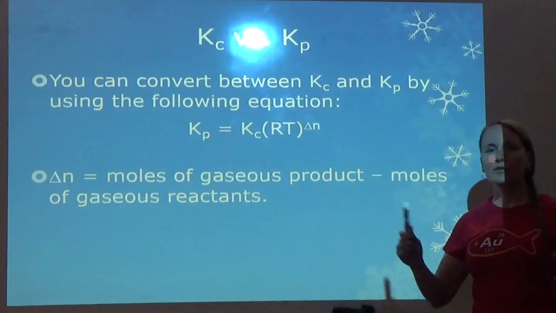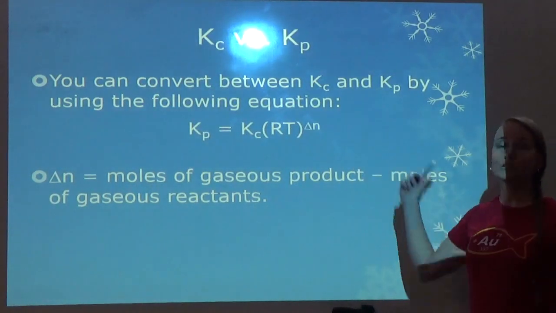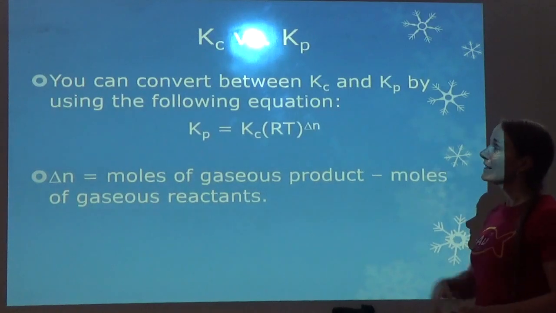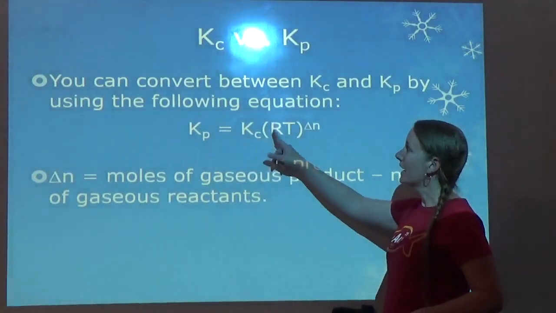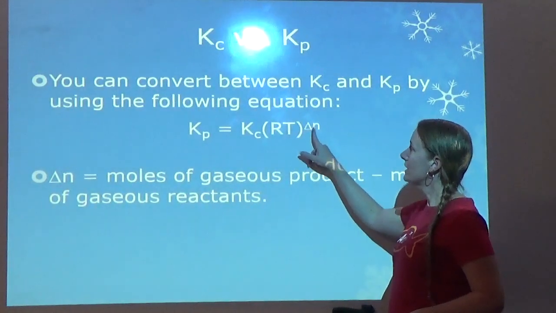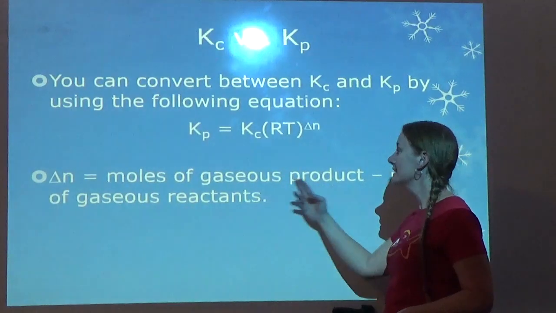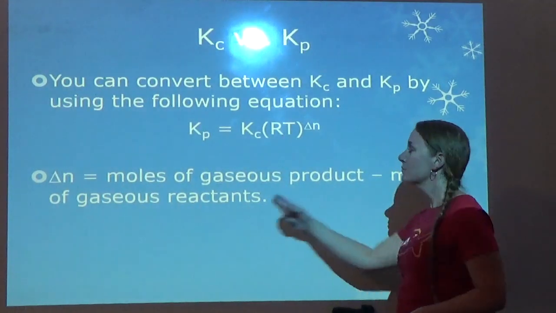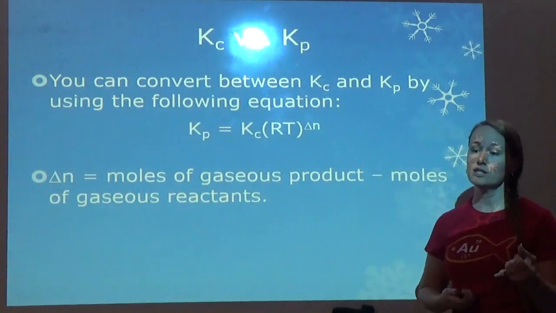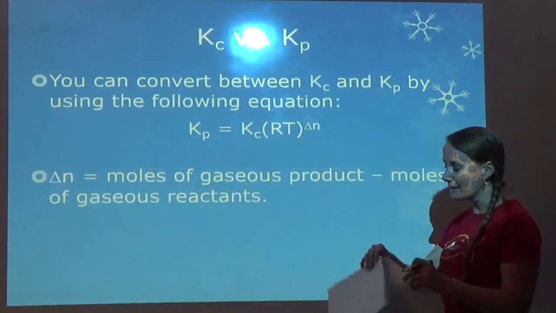All right, and so then what if you got Kc but you want Kp, or vice versa? There's a formula to convert between the two. Kp is Kc times RT raised to delta N. So delta N means change in moles of gaseous product minus moles of gaseous reactant. Notice it's not just moles of products minus moles of reactants. They have to be gases.